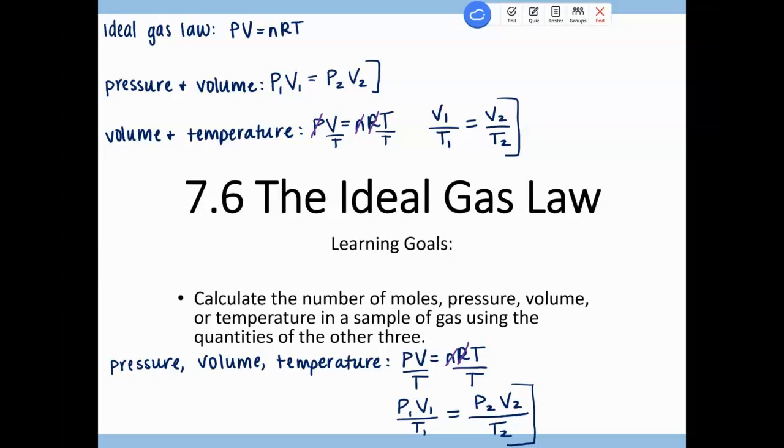So although you're not provided with these on your equation sheet, you can derive all of them from the ideal gas law equation. Okay. Questions on this?